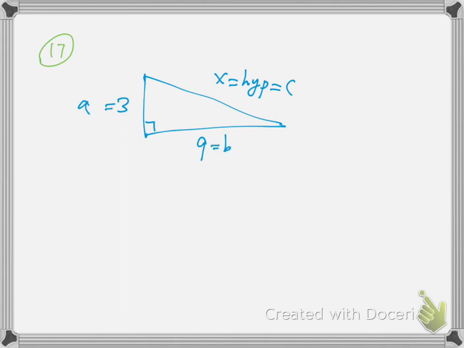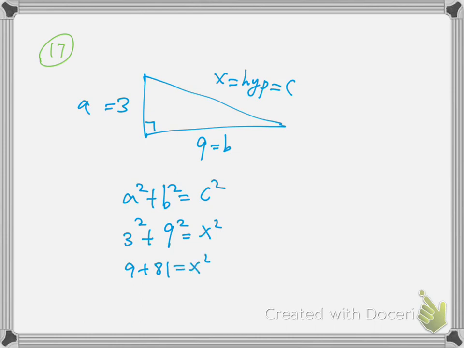Okay, so they are a and b. The order of a and b doesn't matter, right? A squared plus b squared is c squared, right? So we got 3 squared plus 9 squared is x squared. Okay, so this is 9 plus 81 is x squared. So this is 90 is x squared.